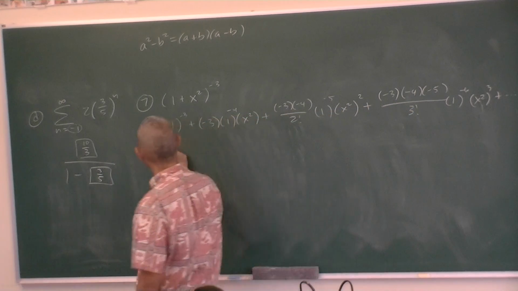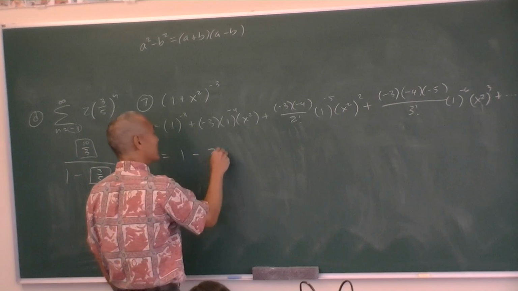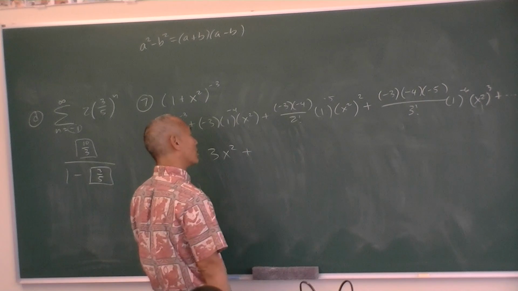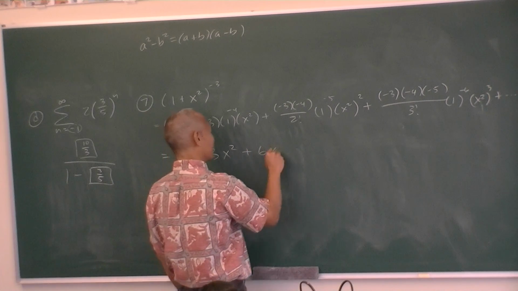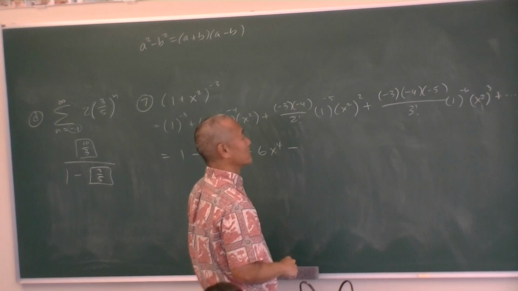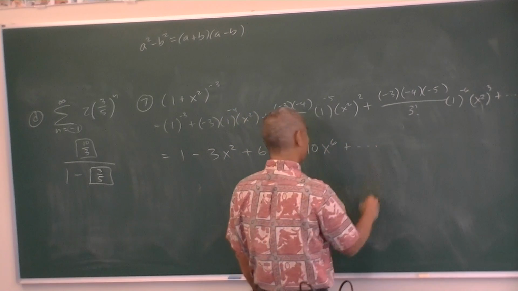Okay, let's write out the terms. Let's simplify. 1 minus 3x squared plus 12 divided by 2, 6, x to the 4. 3 negatives minus, so the 3 cancels out, 20 divided by 10, x to the 6 plus dot dot dot.